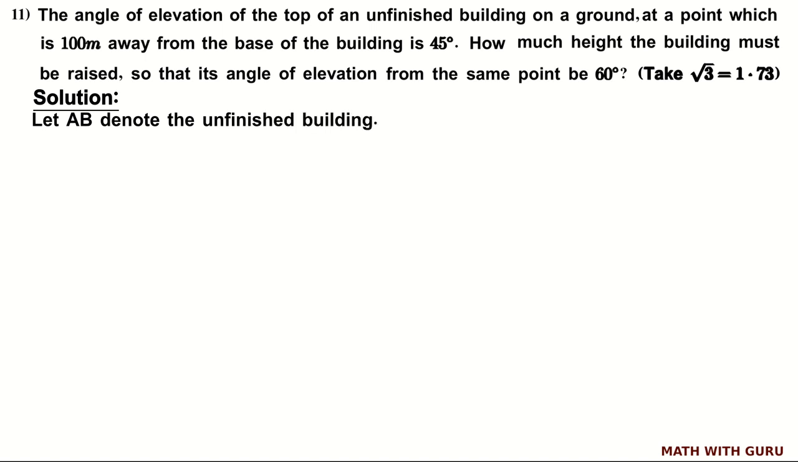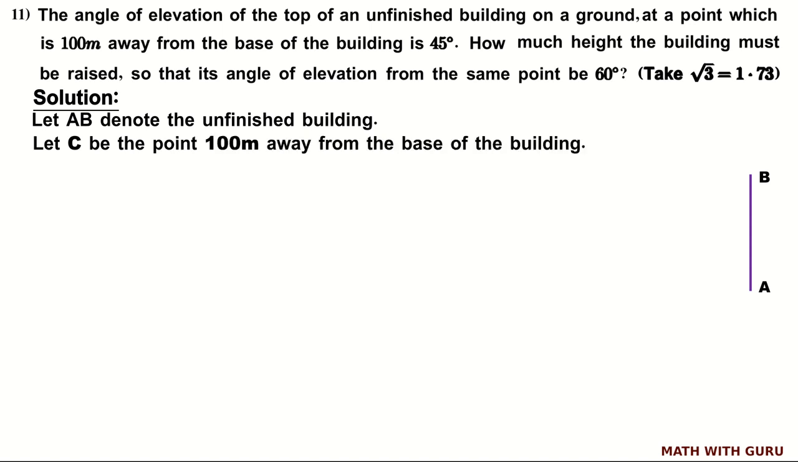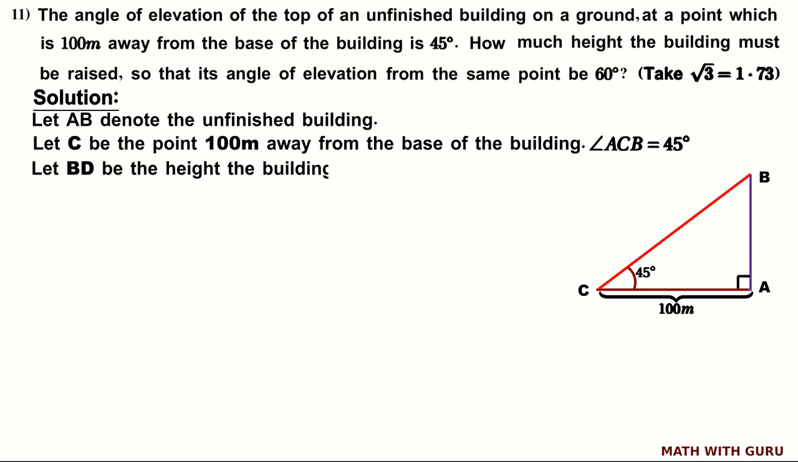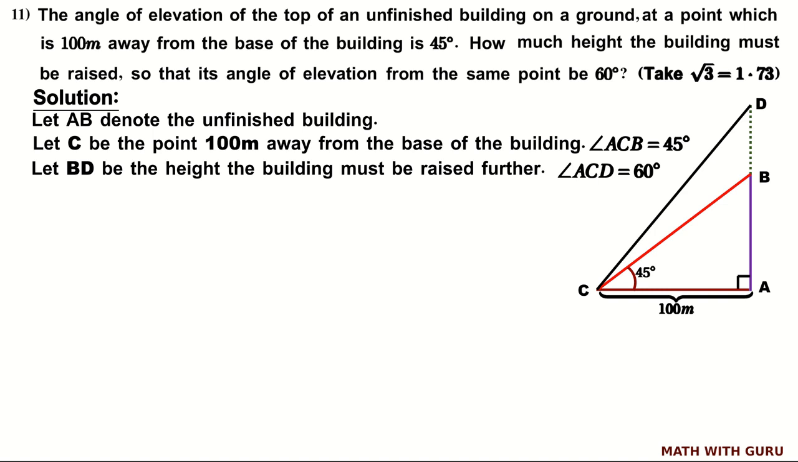Let AB denote the unfinished building. Here is the building. Let C be the point 100 meters away from the base of the building. This is 100 meters. Now join CB. Angle ACB is 45 degrees. Let BD be the height the building must be raised further. Join CD. Angle ACD is 60 degrees. Let AB equals H meters and BD equals X meters.